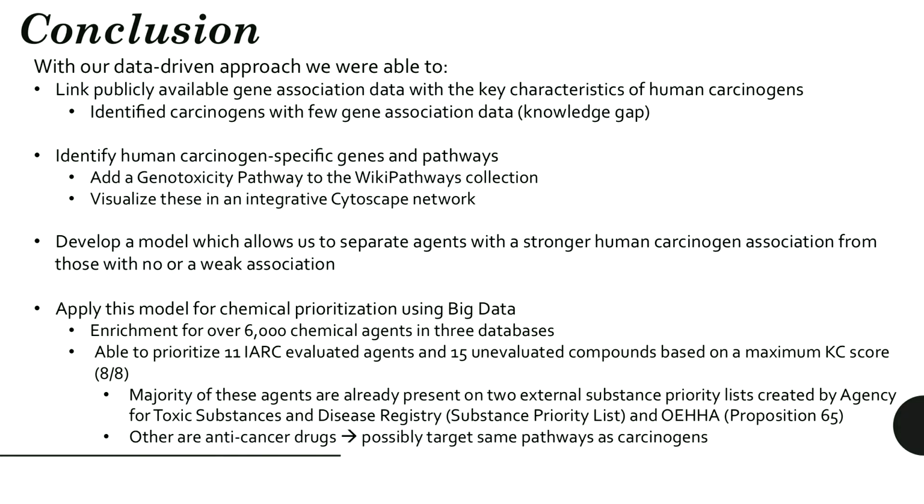So we found around 6,000 agents with enrichment in 3 different databases. And we were able to see 11 IARC agents and 15 unevaluated agents with a maximum KC score. A majority of these agents have already been put on a list as being suspect by, for example, OEHHA, which is represented in the Proposition 65 list, which is of course very important here in California. And we also found a lot of anti-cancer drugs, and it might be that the pathways we identified are also very important in fighting cancer. So that is making sense as well.